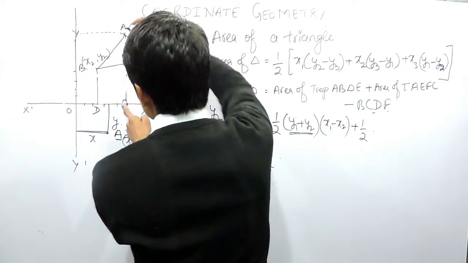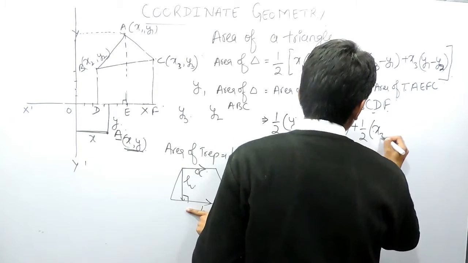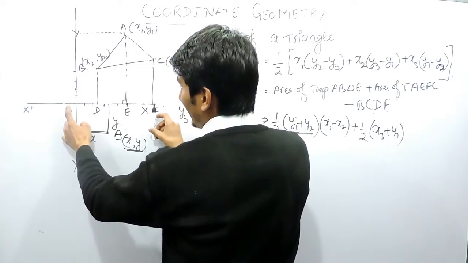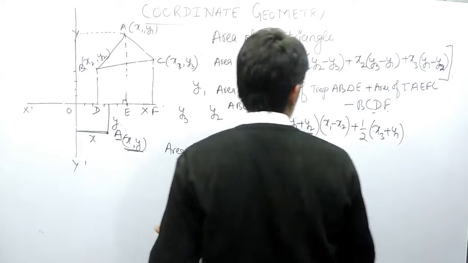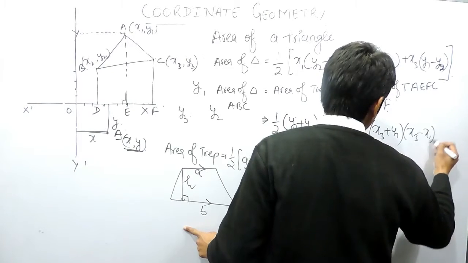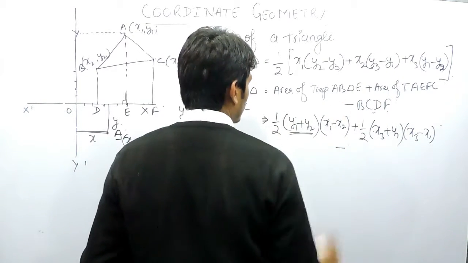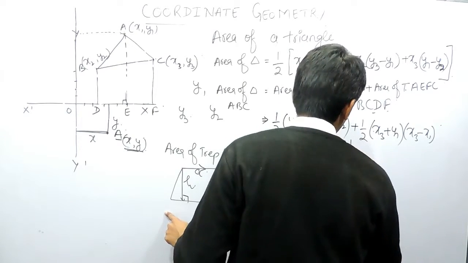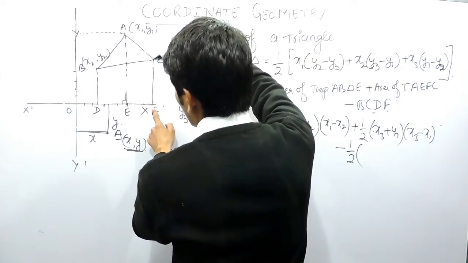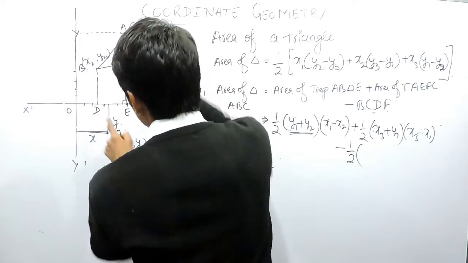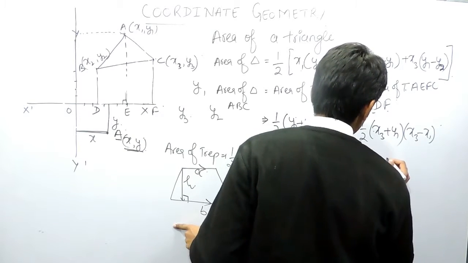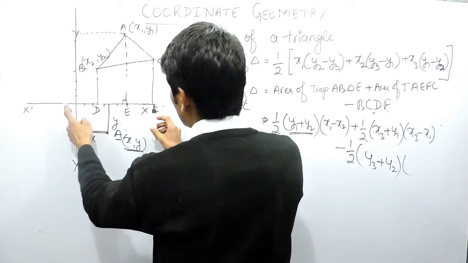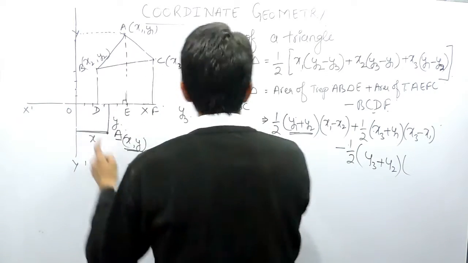Plus the area of another trapezium will be equal to this one, which is y3 plus y1 multiplied by this height, and this height is basically x3 minus x1. And you have to subtract here the area of this trapezium BCDF, and here the area of the trapezium will be the sum of parallel sides, this is y3 and this is y2, y3 plus y2 multiplied by this height, and this height is basically x3 minus x2.